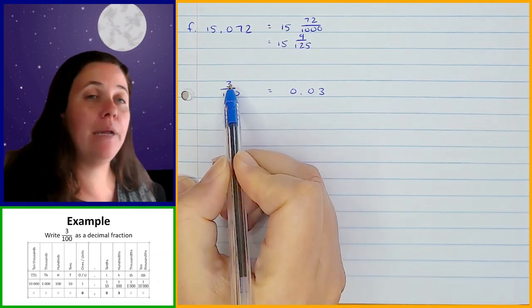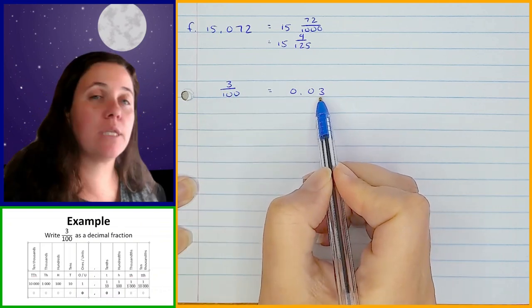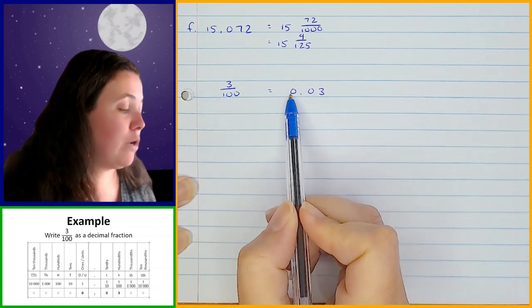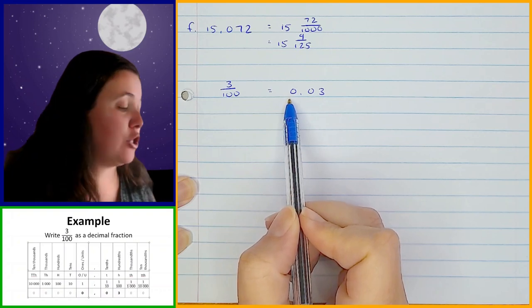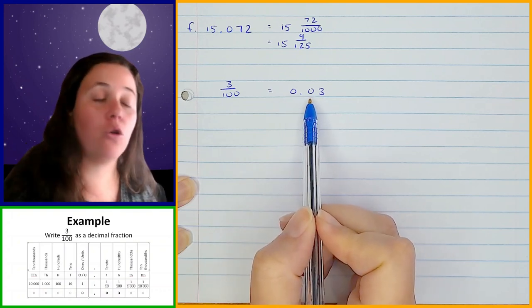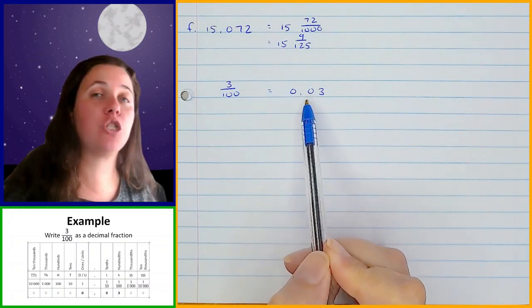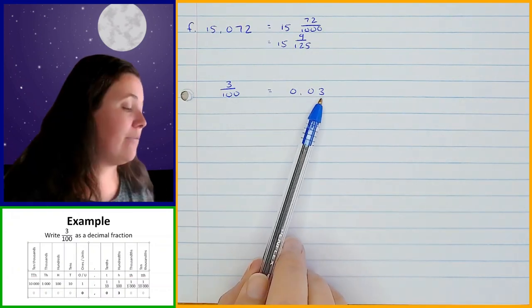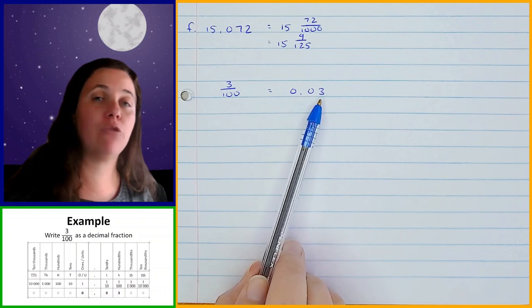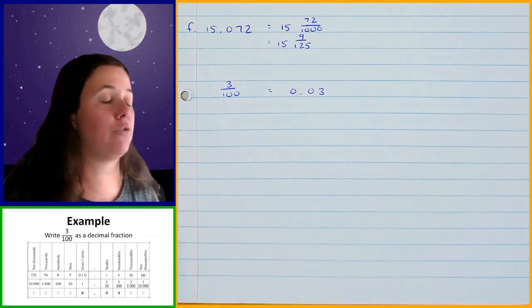0,03, putting my 3 in the hundredths position, making sure I have something in the ones position, and I have to have placeholders shown with zeros for all of the other positions that have nothing in them. Otherwise, if I don't have a zero here, then I'm actually writing 0,3, which is 3/10, not 3/100.